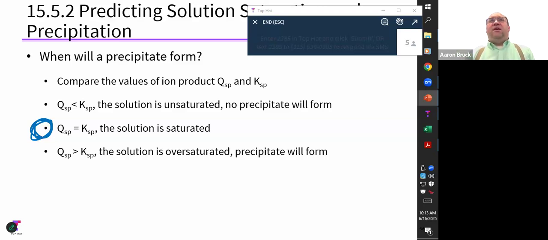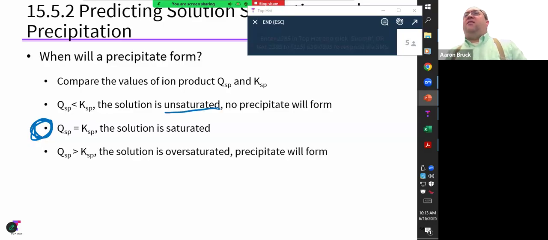Since solubility is the product here, if Q has not yet reached equilibrium, then we're going to continue to see dissolving take place. So if K is bigger than Q, we hit what is called an unsaturated solution. An unsaturated solution means that we have not hit the limit yet. And since we have not hit the limit yet, we're going to keep dissolving.